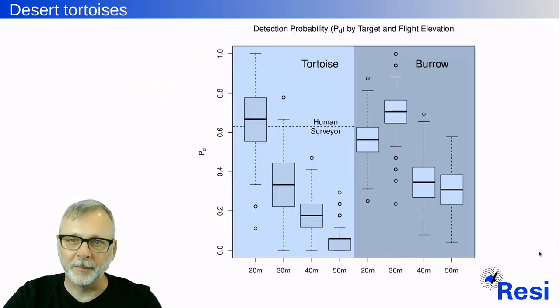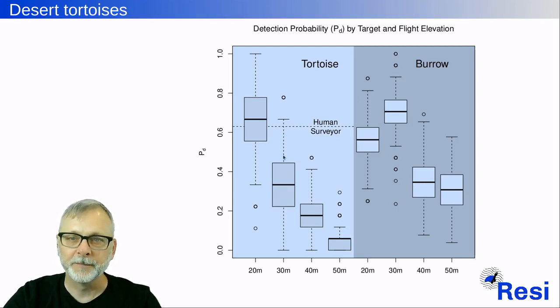And you can see it a little better on the box plot, similar to the last one I showed you. So the results for tortoises: the highest detection probability was at the 20 meter flight elevation. It was about 0.67. It dropped off pretty quickly after that. At 30 meters it dropped down to below 40%. At 40 meters it dropped to below 20%.